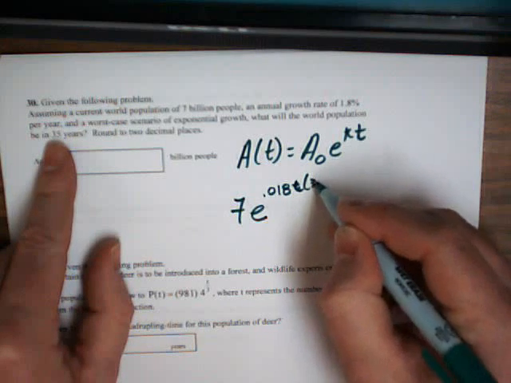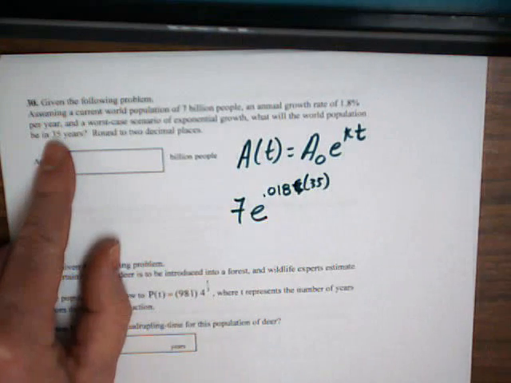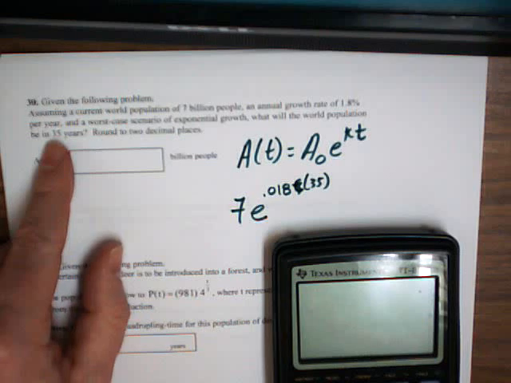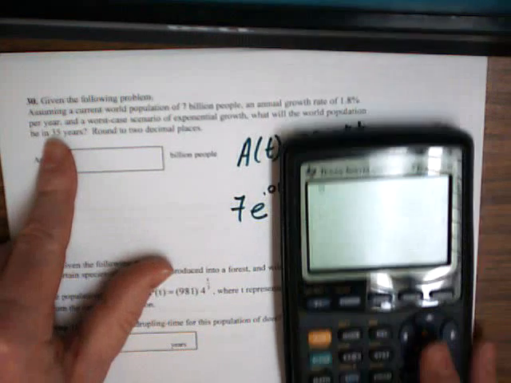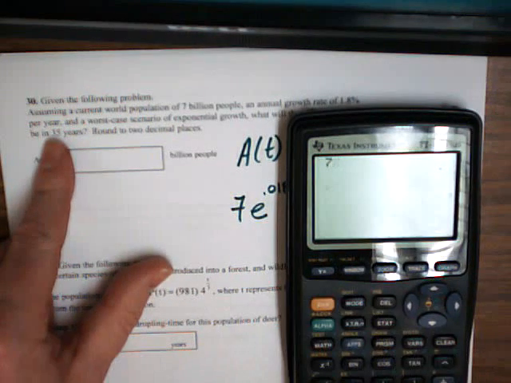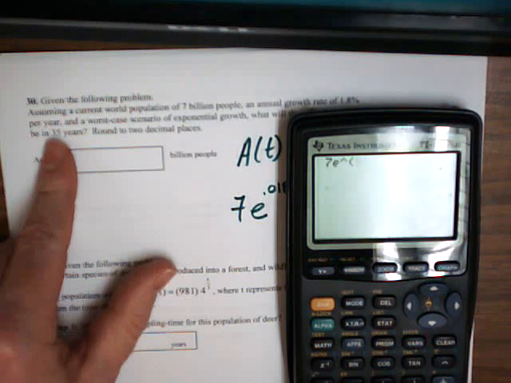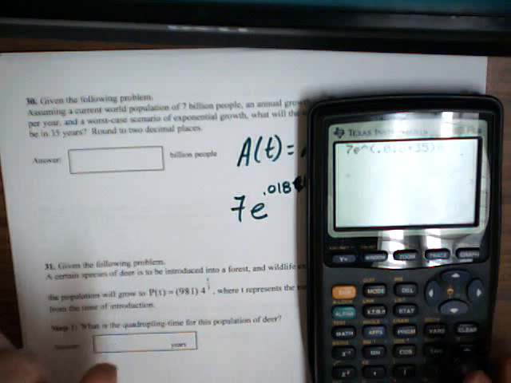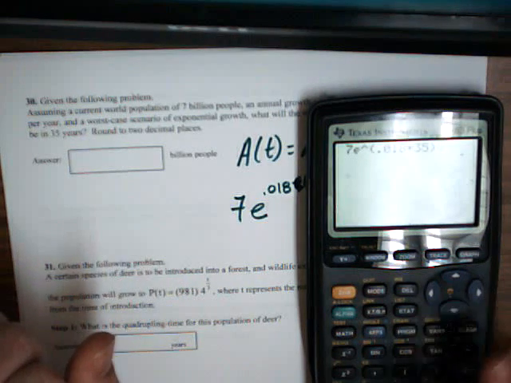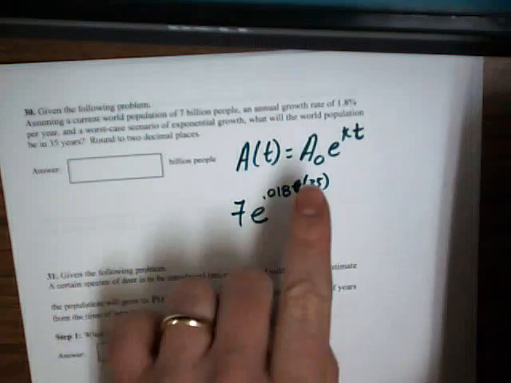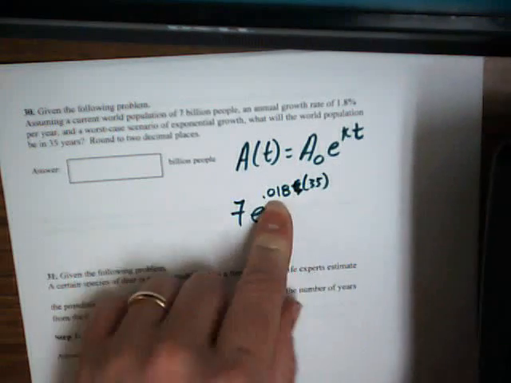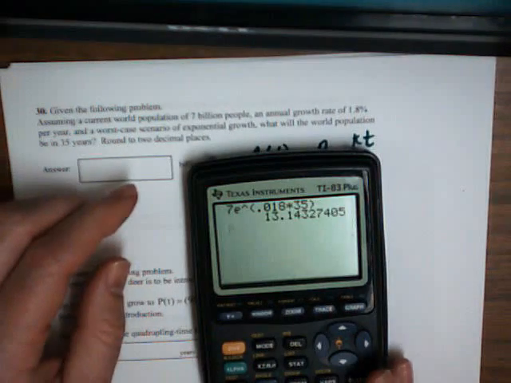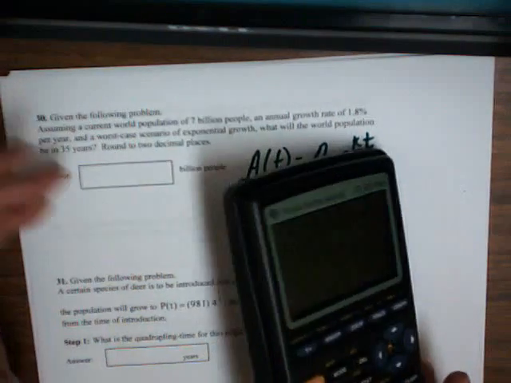My answer is in billions. I'm not going to put all them zeros on there. So, 7, second ln e, and 0.018 times 35. It's growth, right? It's not decline. If it was decline, that'd be a negative right there, but it's not. 13.14, to 2 decimal places.